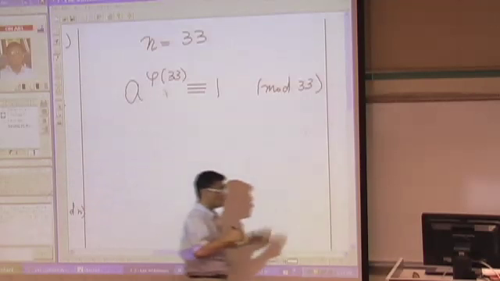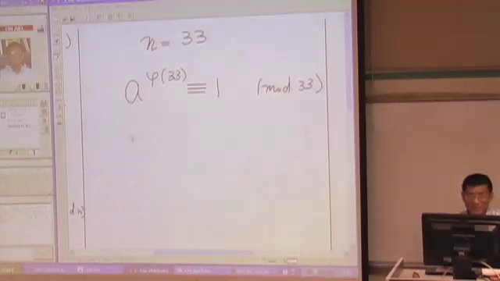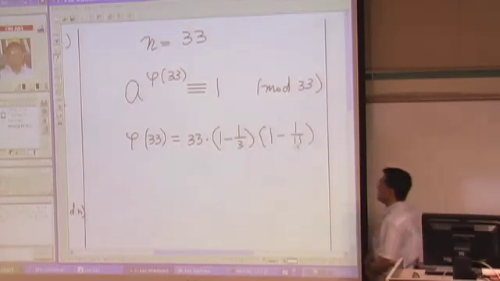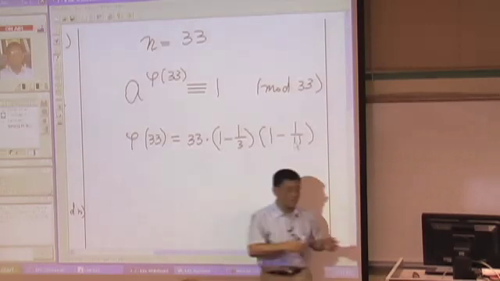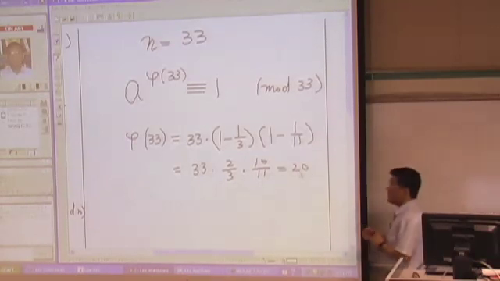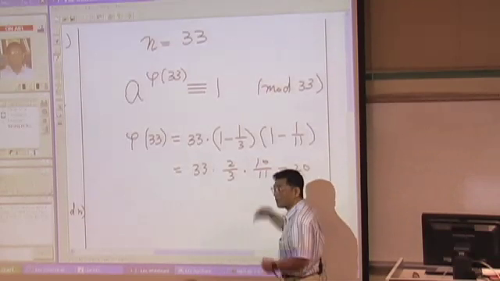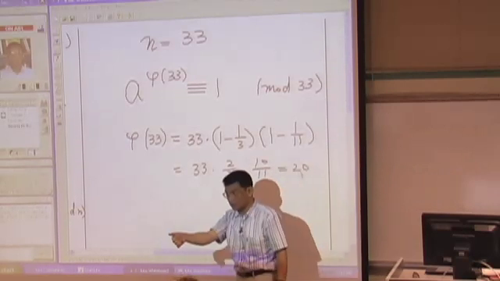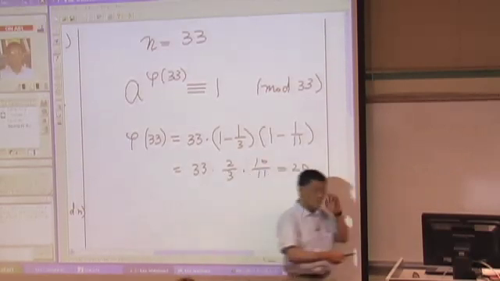So for this number, I will use the calculation. How can you calculate phi of 33? It is equal to 33 multiplied by what? 1 minus 1 over 3 and 1 minus 1 over 11, right? So 3 times 11 is the prime factorization. Because of this, it is 33 multiplied by 2 over 3 multiplied by 10 over 11. Then it is 20, right? So if we achieve 1 by multiplying a 20 times, but no less than 20 times, then it is a primitive root, right? Do you see? So let's check it.